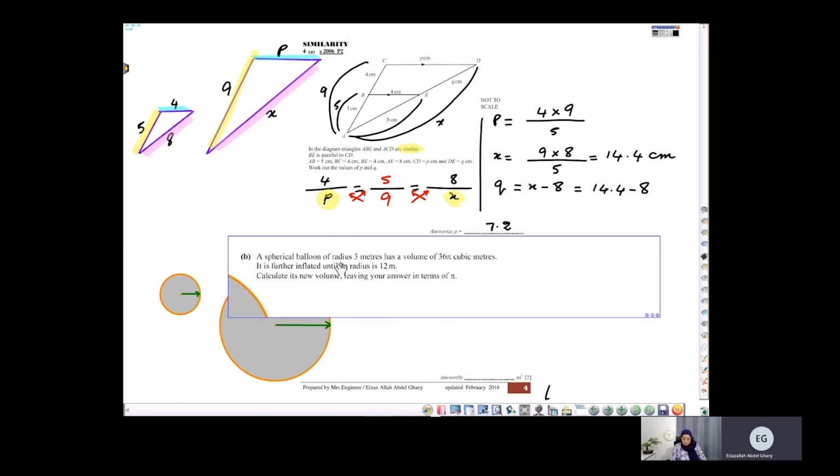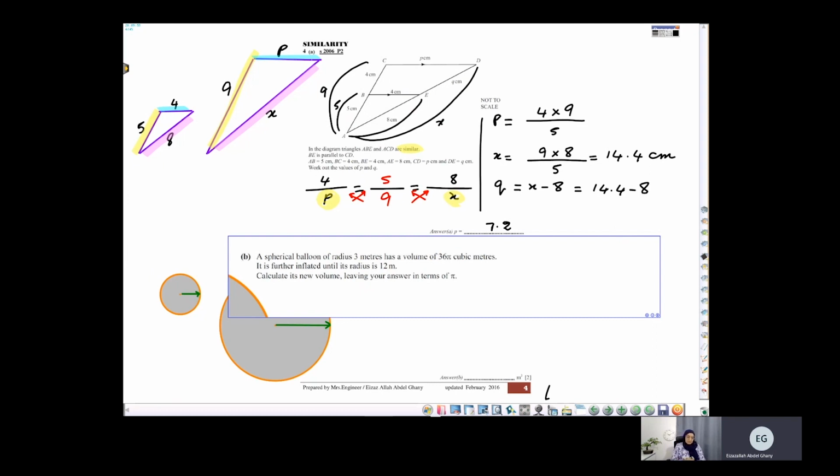A spherical balloon of radius 3 meters has a volume of 36 pi cubic meters. It is further inflated until its radius is 12 meters. Calculate its new volume, leaving your answer in terms of pi. What does he mean in terms of pi? And why did he write here the volume 36 pi? 36 pi is much better.